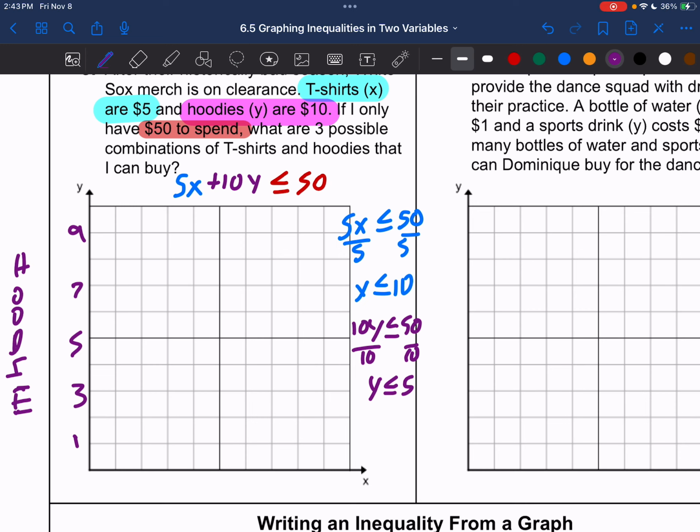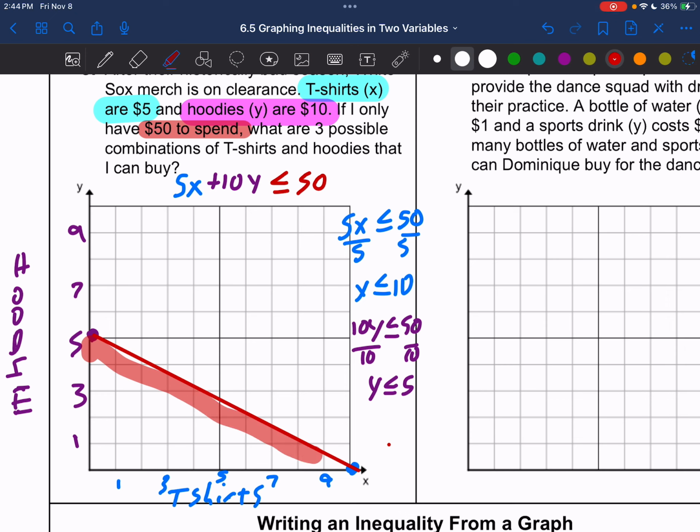And we have our t-shirts. Again, let's go by ones: 1, 3, 5, 7, 9. And we're going to have our point at 10 t-shirts, 5 hoodies, and my boundary line is going to be in between them, and I'm shading below. And what possible combinations can I come up with?